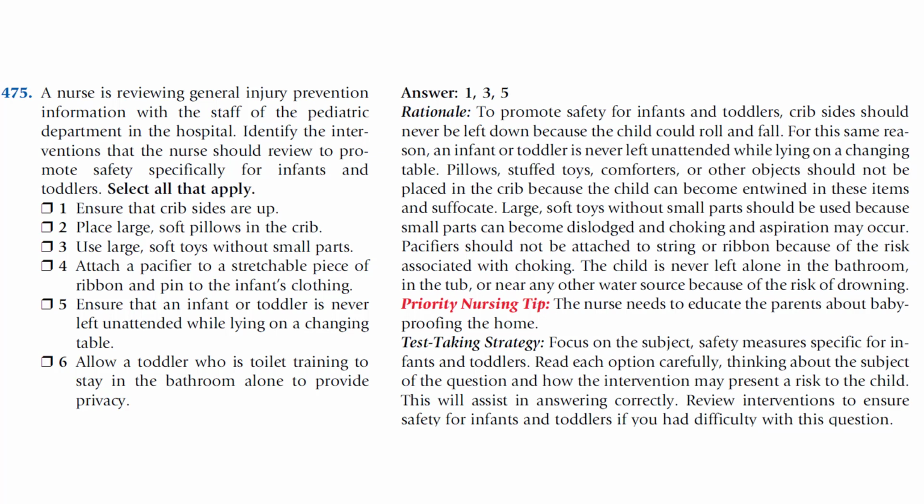Answer: 1, 3, 5. Rationale: to promote safety for infants and toddlers, crib sides should never be left down because the child could roll and fall. For this same reason, an infant or toddler is never left unattended while lying on a changing table. Pillows, stuffed toys, comforters, or other objects should not be placed in the crib because the child can become entwined in these items and suffocate. Large, soft toys without small parts should be used because small parts can become dislodged and choking and aspiration may occur. Pacifiers should not be attached to string or ribbon because of the risk associated with choking. The child is never left alone in the bathroom, in the tub, or near any other water source because of the risk of drowning.